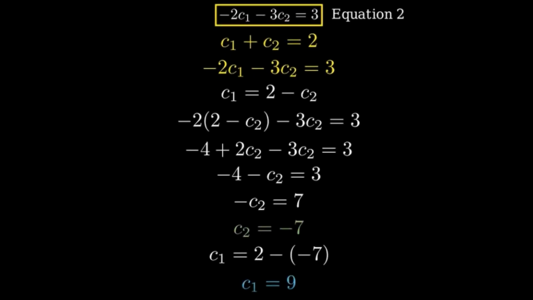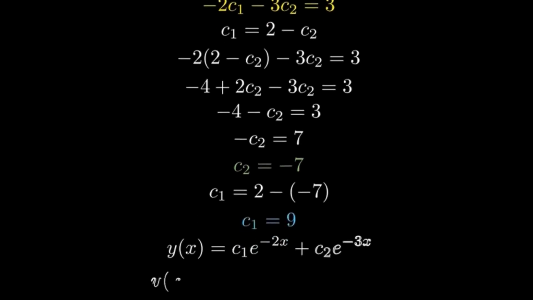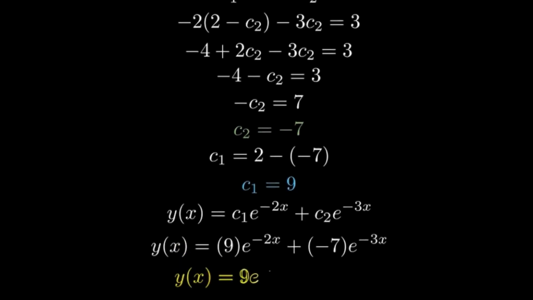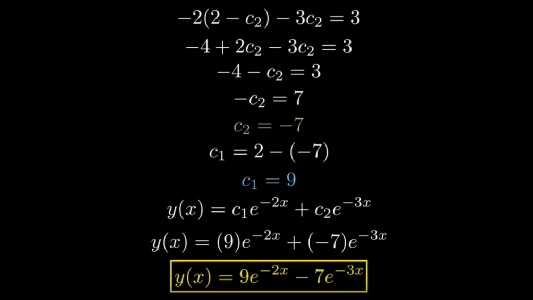Finally, we substitute the values of c_1 and c_2 back into the general solution. We had y(x) = c_1 e^(-2x) + c_2 e^(-3x). Substituting c_1 = 9 and c_2 = -7 gives us y = 9e^(-2x) - 7e^(-3x). This is the particular solution to the initial value problem.